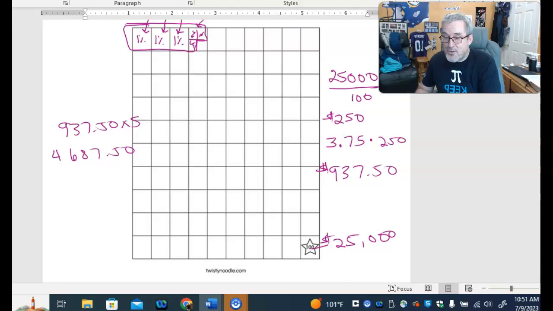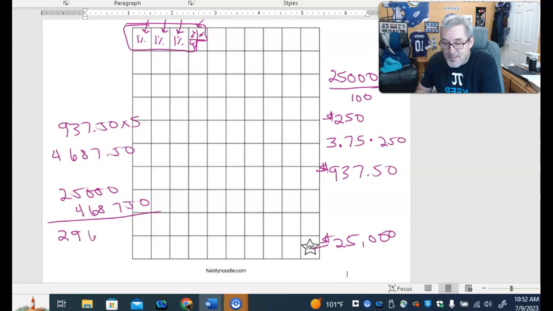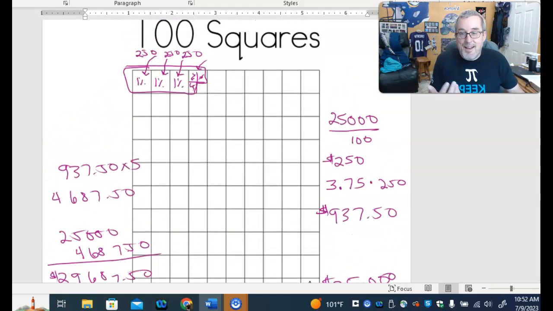So here's Nicole's story. She drops off $25,000 at the bank. 5 years later, she comes back to the bank, and the bank adds to her money this much. And so how much money does the bank now owe her, or what is her account worth? $29,687.50.